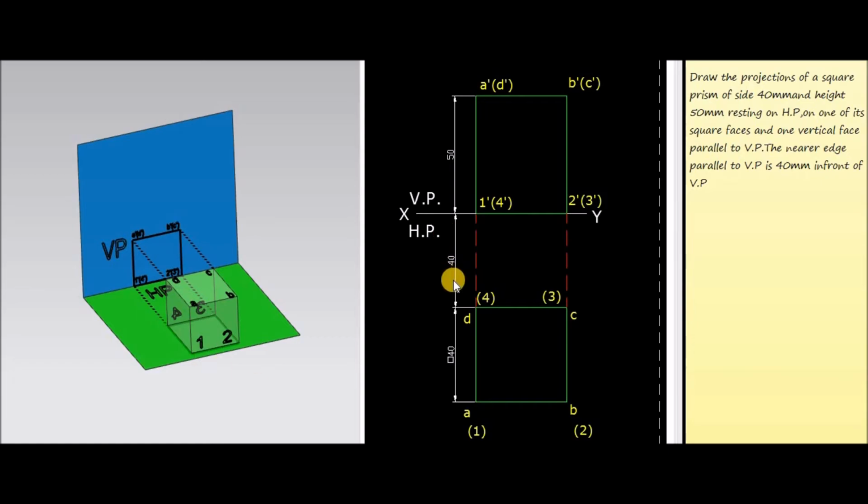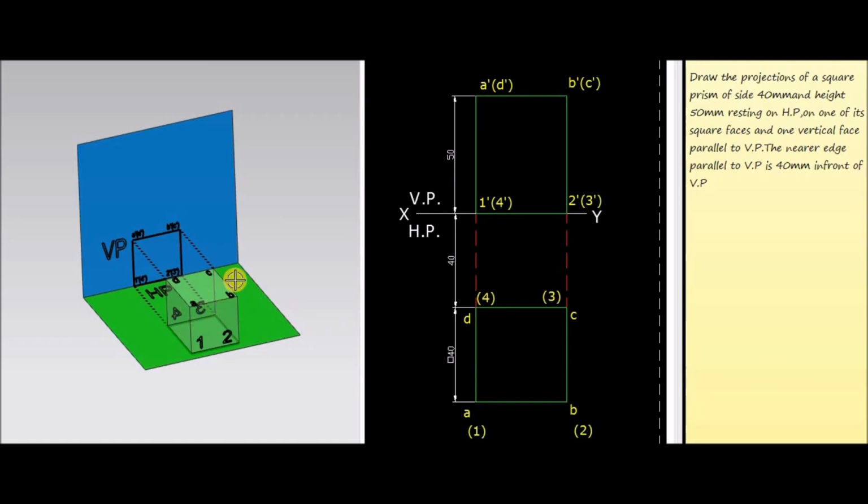So first of all, draw a line 40 mm and mark the points here, and the edges of the prism is given as 40 mm. Now this is the 40 mm distance. Here we can represent the top corners and bottom corners.